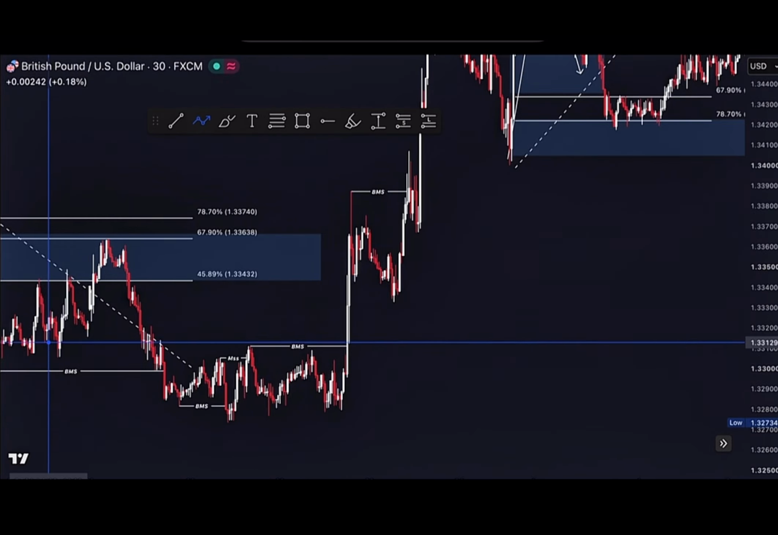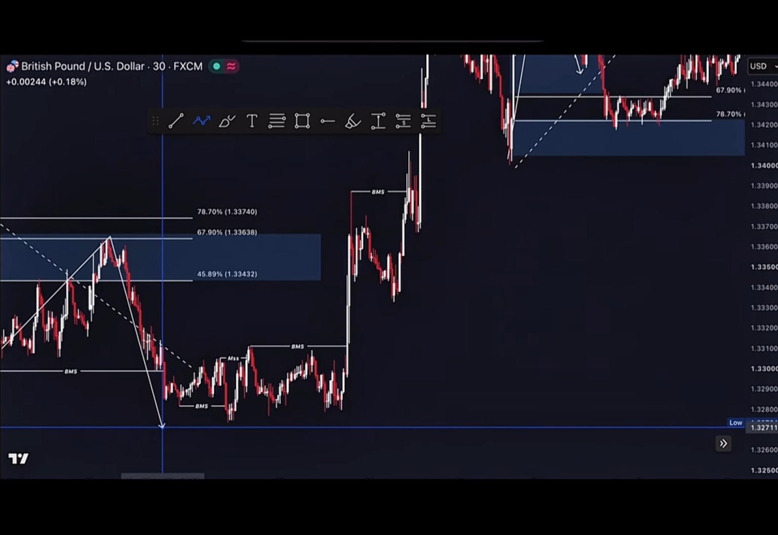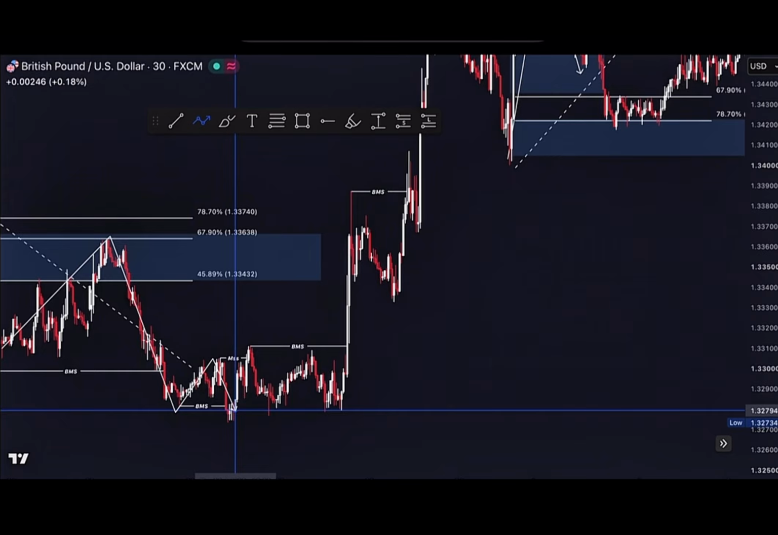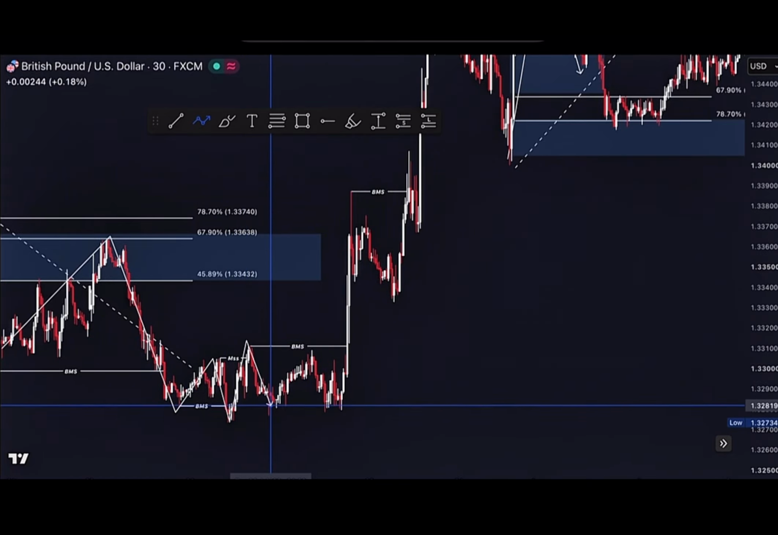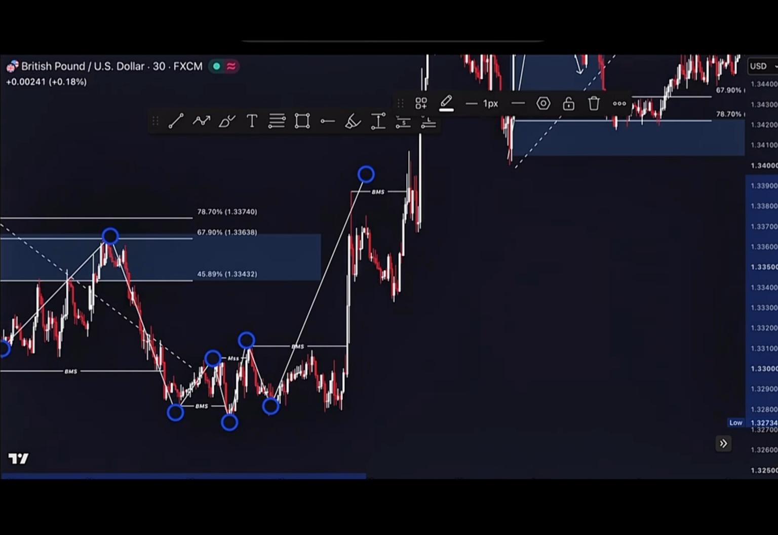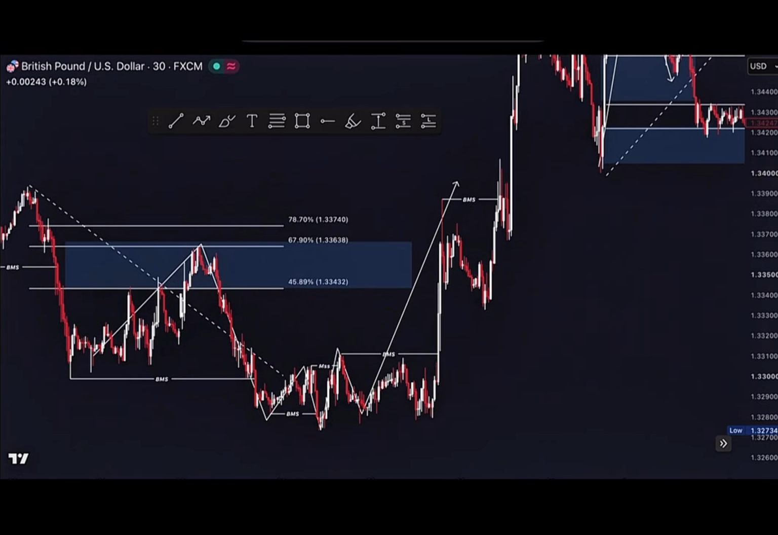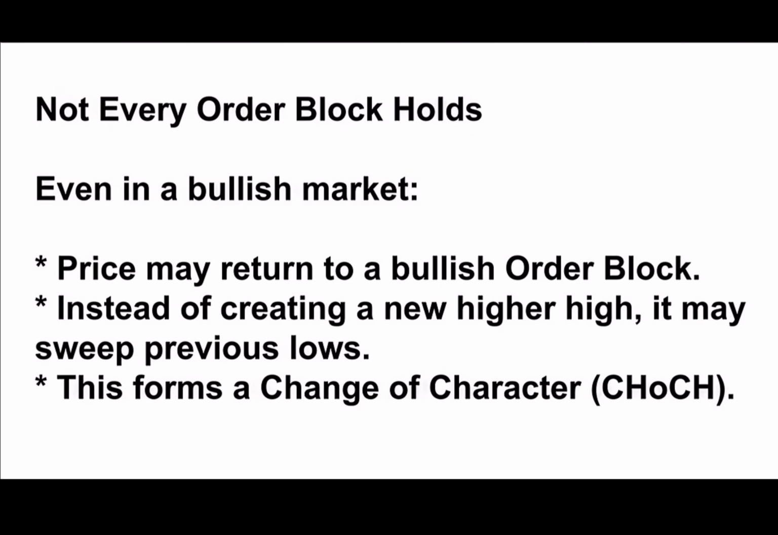Now you can see that bullish movement at this zone right here, as prices try to make their way up to this upside. Now this is what it actually looks like in a nutshell. Not every order block holds. Even in a bullish market, price may return to a bullish order block. Instead of creating a new high, it might sweep the previous low, then form a change of character.